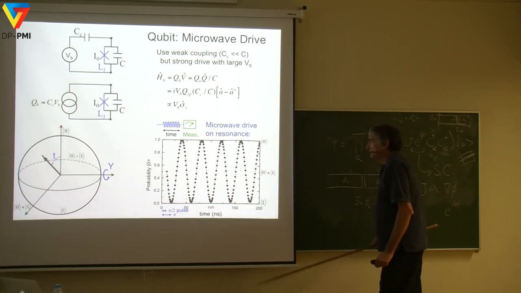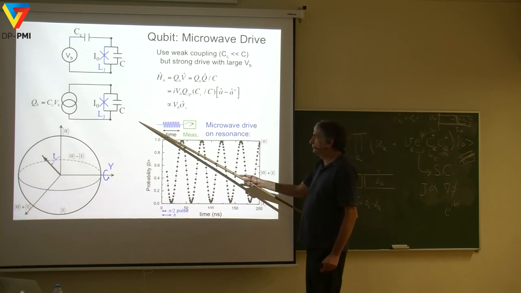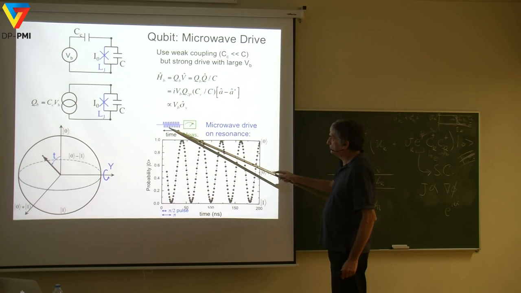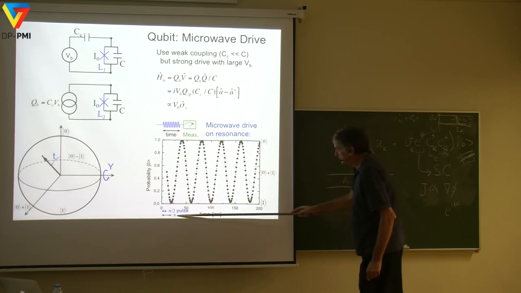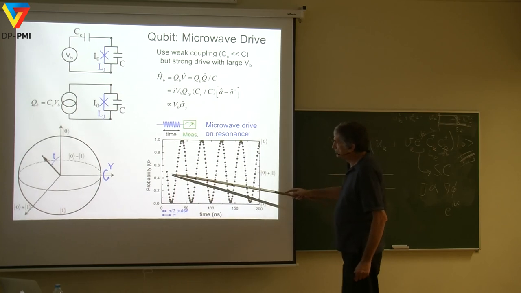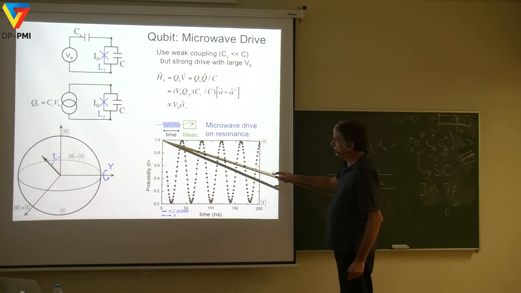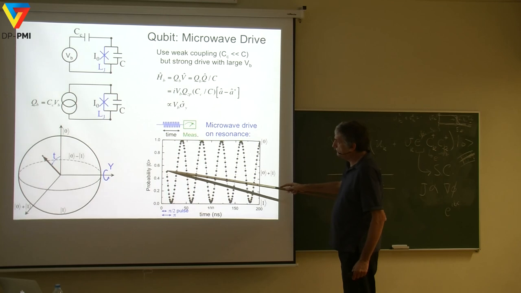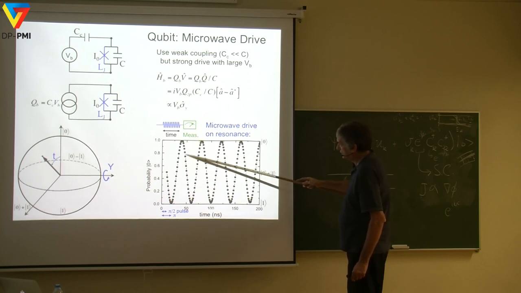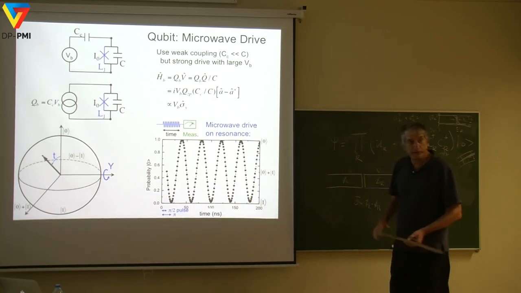So what we do in the experiment is we go to a ground state and then we drive the qubit with a certain voltage for a certain amount of time here, and then we measure it. We start off at t equals zero in the ground state, and then over some time we start exciting it. So here it's going to the one state and then going back to the zero state and the one state. This is real data.